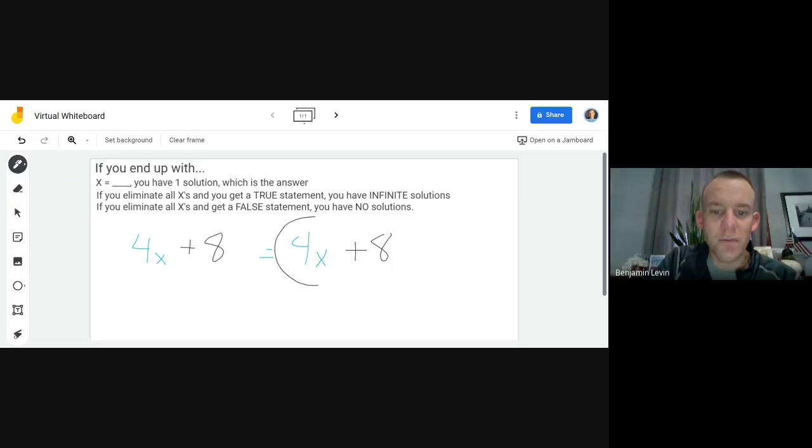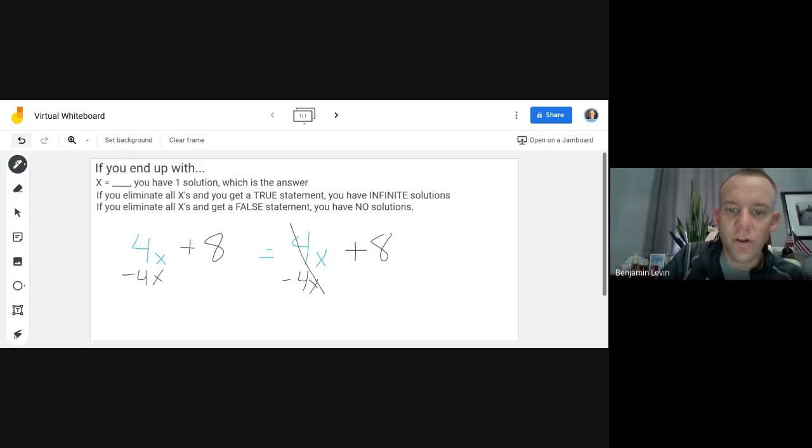Because what do we have to do to move these x's to combine them? We have to do the opposite, right? So this is a positive 4x. We assume it's positive because there's no sign. So we would have to subtract 4x. But if we subtract 4x over here, well, 4x minus 4x is 0, and 4x minus 4x is 0. So we eliminate all the x's. We have none left, right?